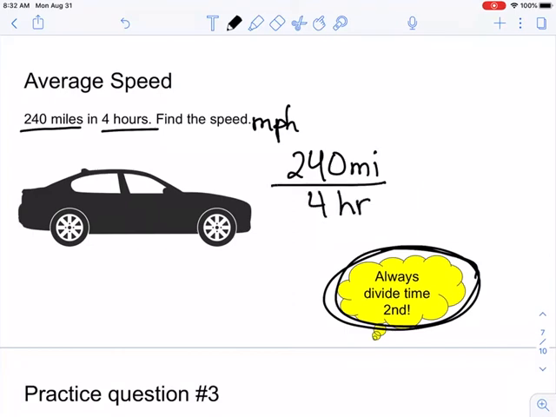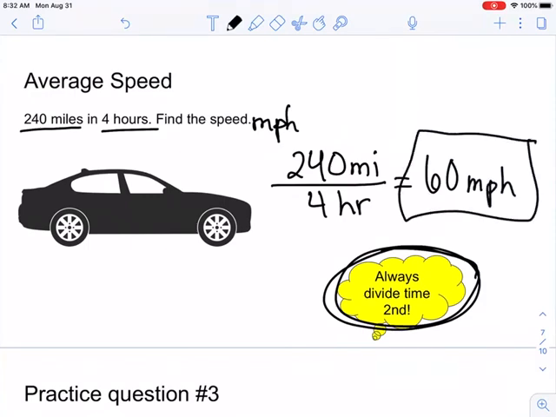4 hours is on the bottom. Okay, so hours is time. Time is always on the bottom. So I'm dividing the top number in my calculator first, and I get 60. And what that unit means is miles per hour, which is mph. So that means that for every hour that that car is driving, it could go 60 miles.